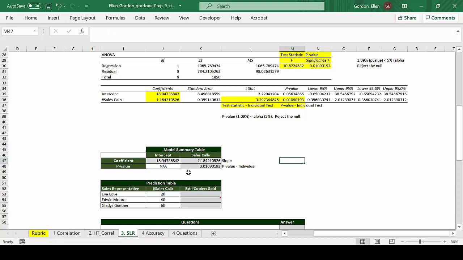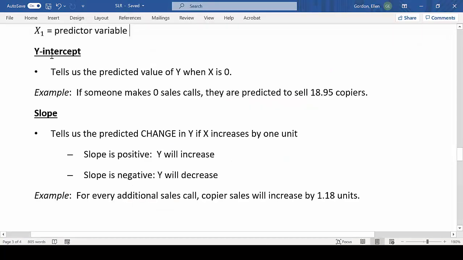This provides all the information that we need to write the equation. So now I'm going to talk about that in more detail. In our model summary table, we referenced the y-intercept. The y-intercept tells us the predicted value of y when x is 0. So it tells us the predicted value of copier sales when sales calls is 0. In other words, if someone makes 0 sales calls, they are predicted to sell 18.95 copiers.